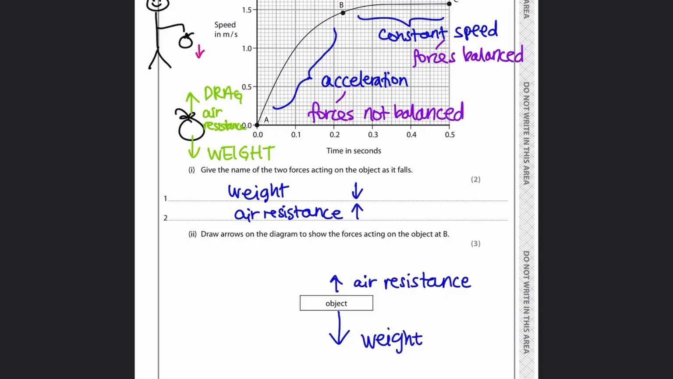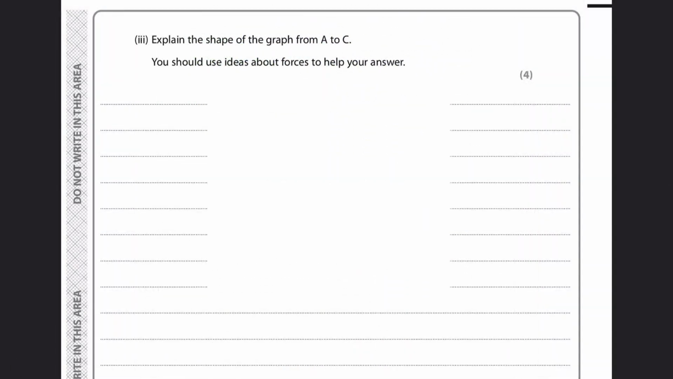And just to really draw your attention, the mark scheme is looking for correctly labeled arrows, the direction of the arrow, and the last mark, it's 3 marks, right? The last mark is the fact that the weight has to be a longer arrow than the air resistance. In other words, to show that the forces are unbalanced, that weight is larger than air resistance. Longer arrow.